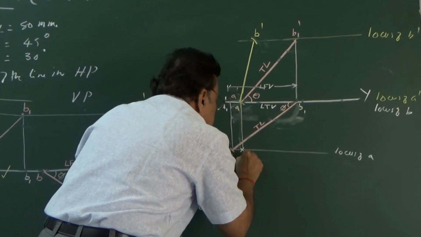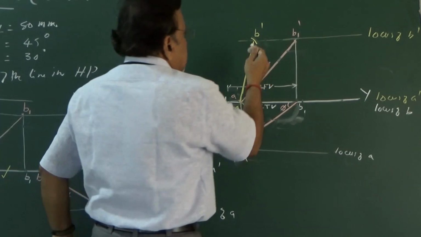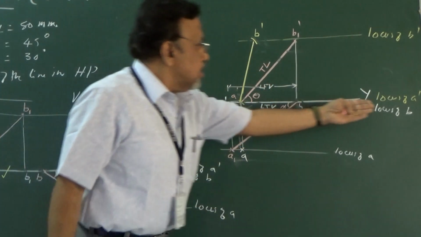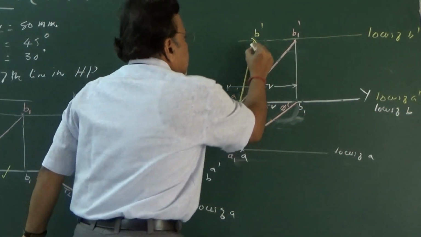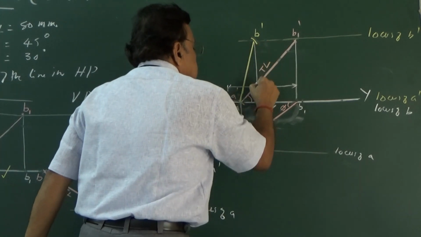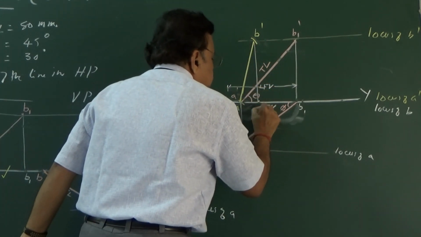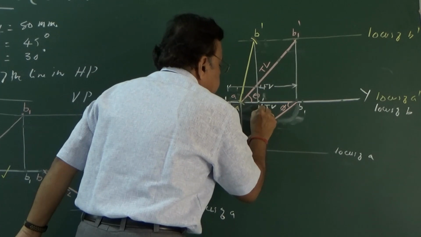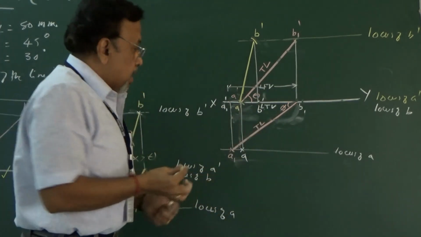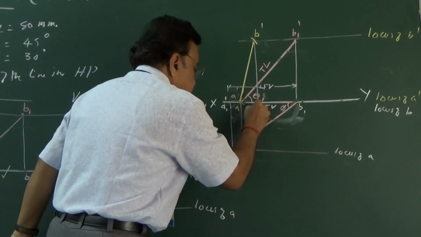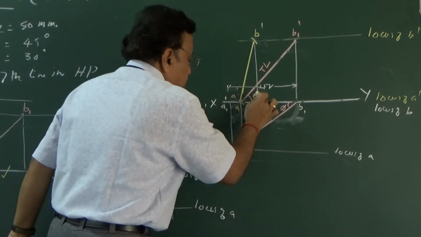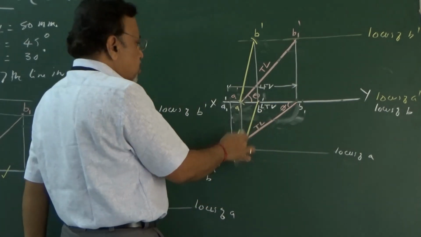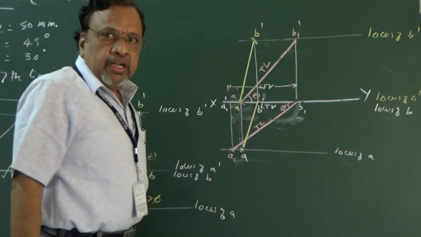So this is A. Then this is B dash. Where is B? B is on the XY line. So I will draw the projector through this. I will get this point to be B. Then what do I do then? I am just going to join this A to B. So now AB is the final top view and A dash B dash is your final front view.